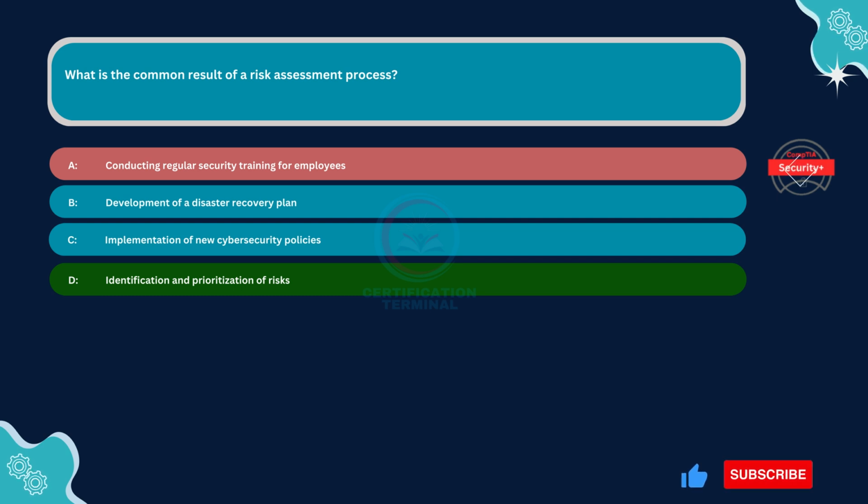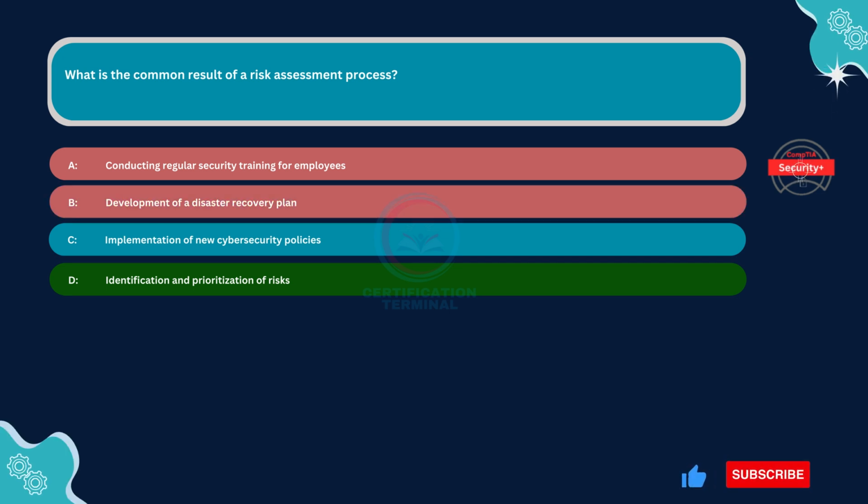Option A, conducting regular security training for employees, is incorrect. While conducting regular security training for employees is an essential aspect of a comprehensive cybersecurity strategy, it is not the common result of a risk assessment process. The primary purpose of a risk assessment is to identify and prioritize risks within an organization's environment. Training may be a recommendation that arises from the risk assessment process to mitigate identified risks, but it is not the direct result of the assessment itself.